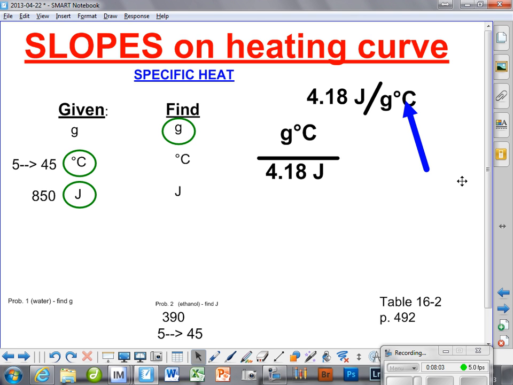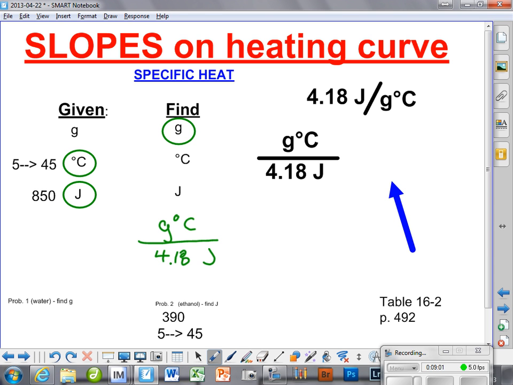What else travels together, James? Grams and joules travel together. What travels together, James? Celsius and grams travel together. What traveled with the joules? The number. Yes. Don't leave the number on top. If you take this number and put it on top, you're going to be upside down. Your calculation will be backwards. This number has to stay with the joules. So, when we start our calculation, we have grams degrees centigrade over 4.18, and that's joules.